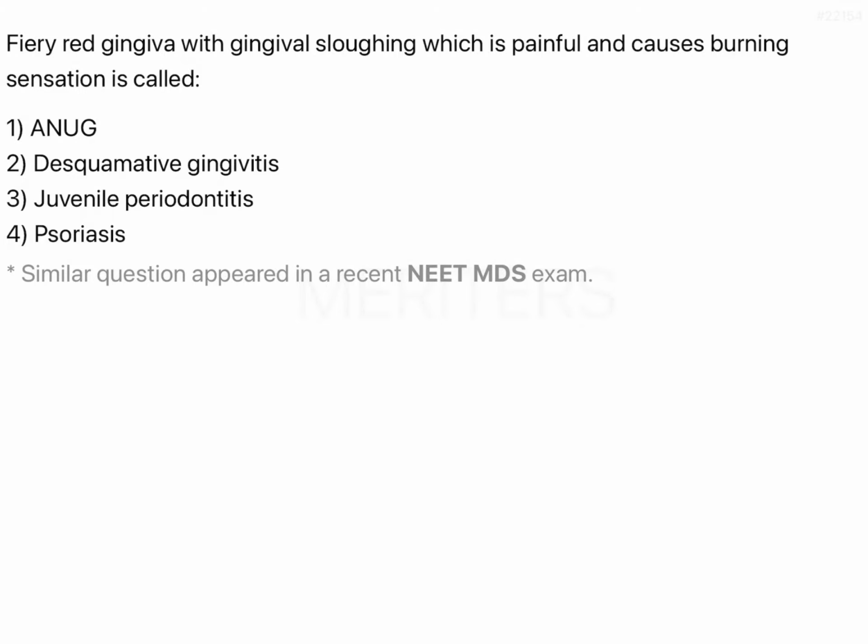Fiery red gingiva with gingival sloughing, which is painful and causes burning sensation, is called. Okay, so let's look at this picture. As you can see, the gingiva is extremely red in nature. There is some form of inflammation. It looks like the gingiva over here in this region is completely burning red. The patient is complaining of burning sensation.